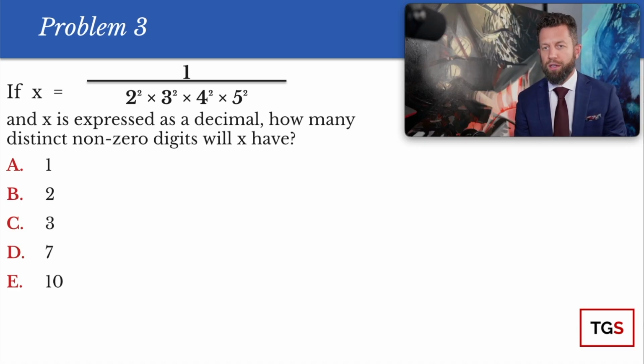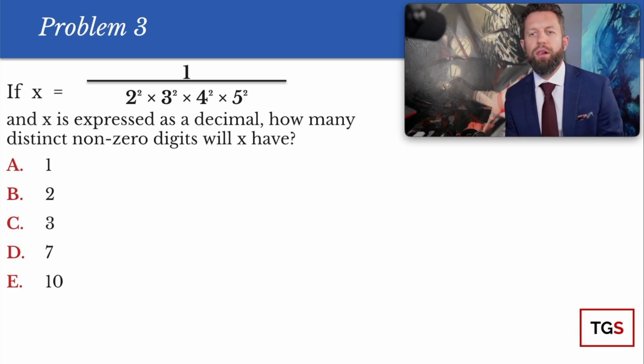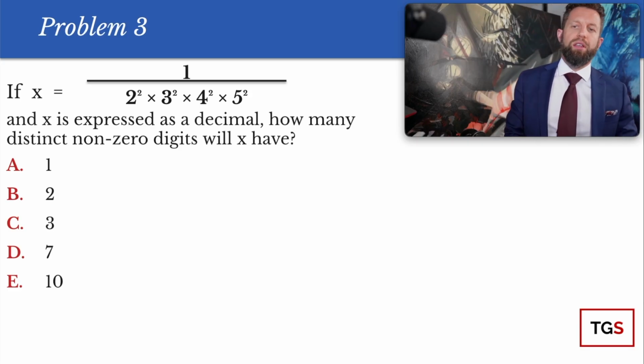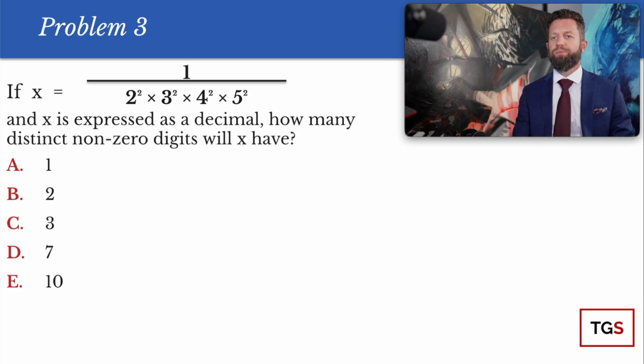Option A is 1. Option B is 2. Option C is 3. Option D is 7. And option E is 10. Again, get as far as you can, and I'll jump into my commentary in a moment.